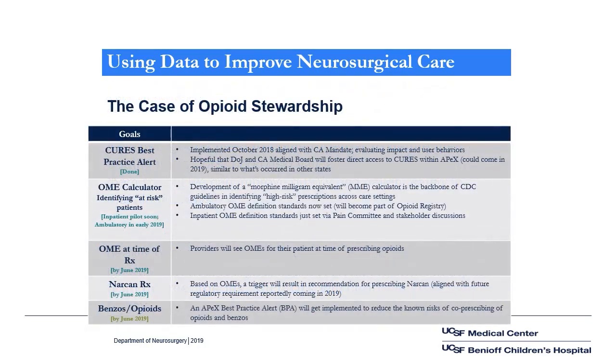The case of opioid stewardship is an excellent example of how data and technology can be used to improve neurosurgical care. At our institution, the University of California at San Francisco, we've used various electronic mechanisms to ensure patient safety related to opioids. This includes a Cures Best Practice Alert that was implemented and an oral morphine equivalent calculator that identifies at-risk patients and auto-prescribes Narcan to them on discharge.